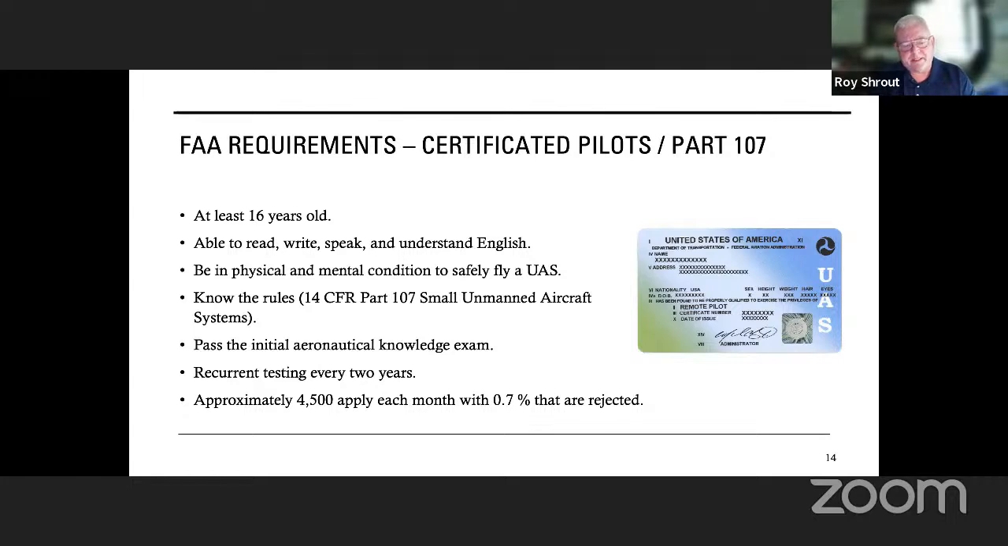Here are the rules. It's 14 CFR. You need to pass the initial aeronautical knowledge exam. We'll talk about that, I think, on the next slide. It's recurrent testing now. So you take your test, and that's good for 2 years. Then you have to take a recurrent test 2 years later, and then every 2 years until the FAA changes it. About 4,500 people apply for this test and take it, and about 0.7% don't pass.